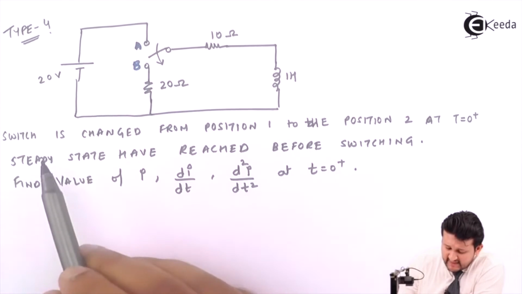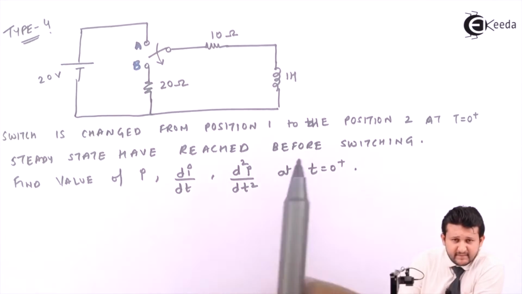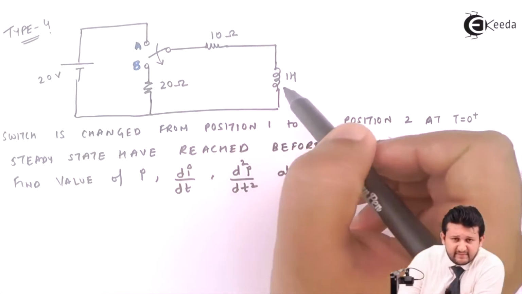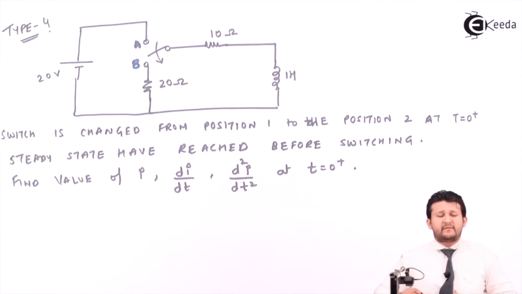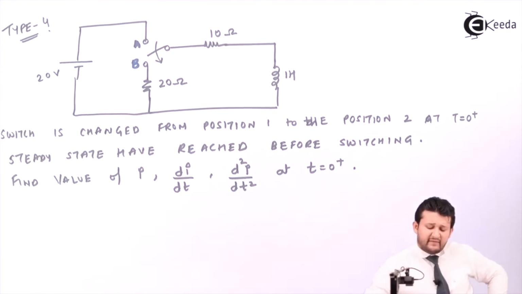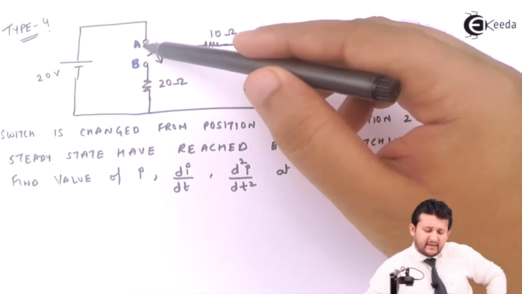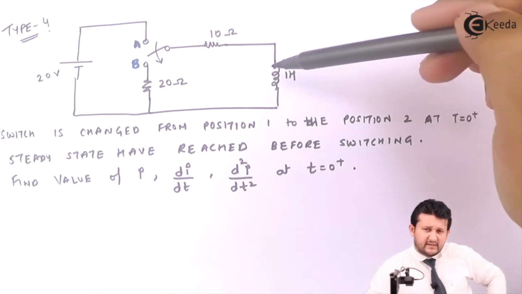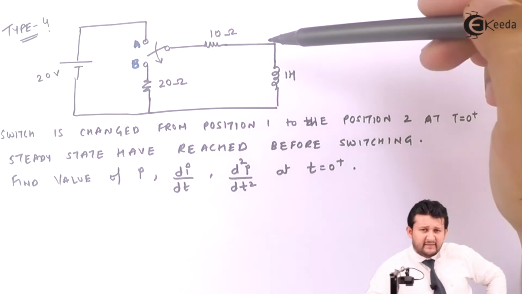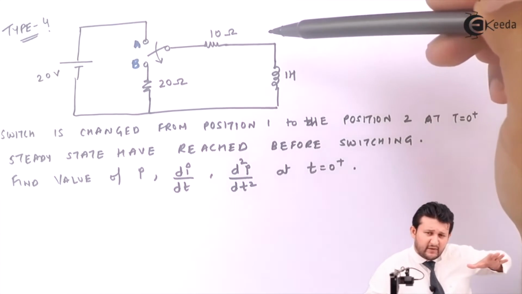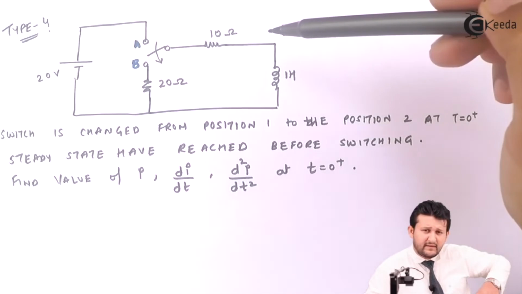What is the difference? It is mentioned steady state has been reached before switching. Before switching means if I come at B, a steady state has been reached. When I say steady state, that means the maximum condition has already been achieved. A maximum condition means when I am connected to point A, I have a voltage source, I have a resistance, I have an inductor. Steady state for inductor means initially the inductor won't allow the current, right? But at a particular longer time, it has to allow a current because the resistivity automatically will go down. So that means the inductor will allow a current.